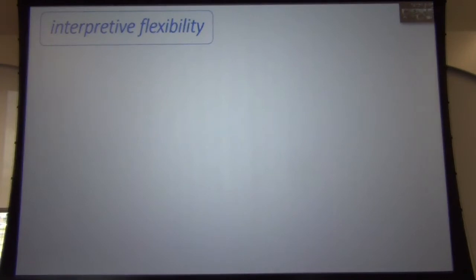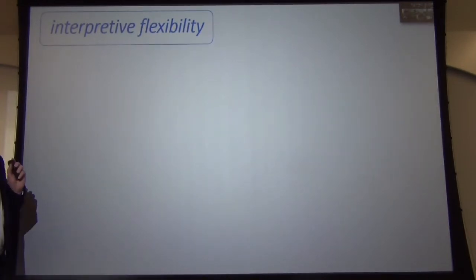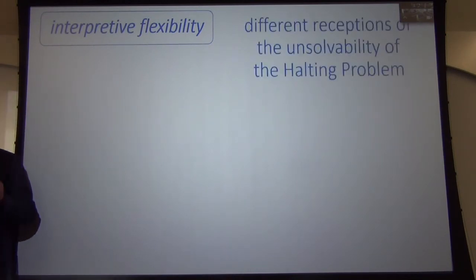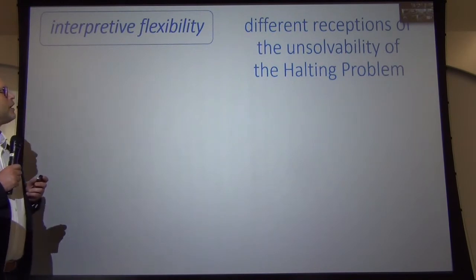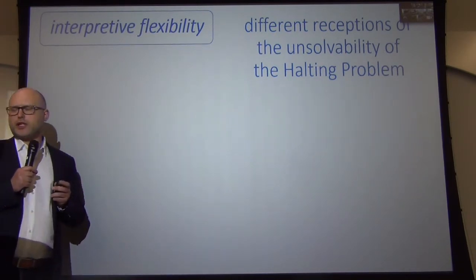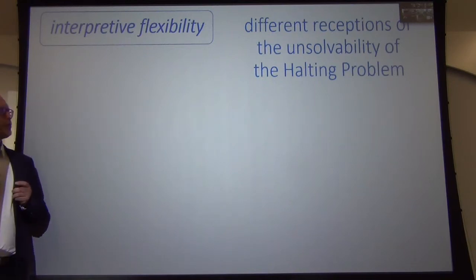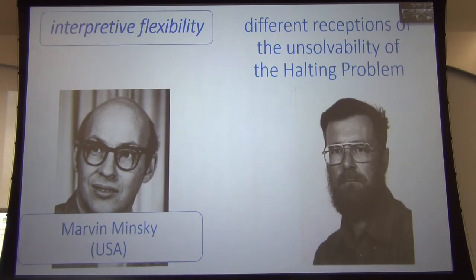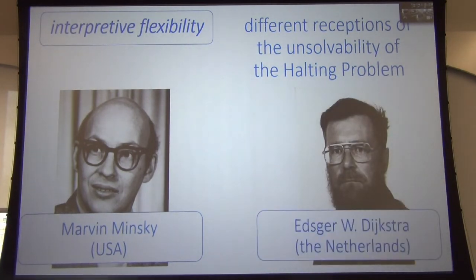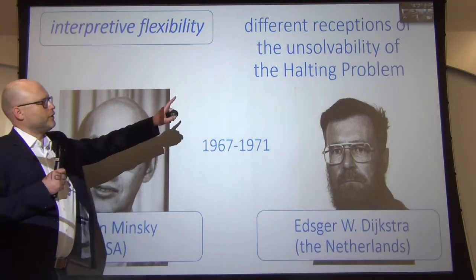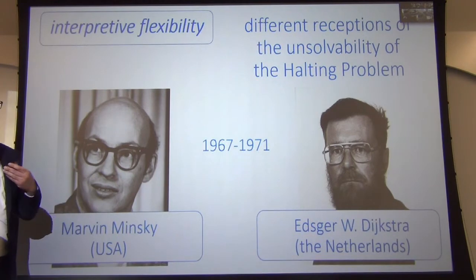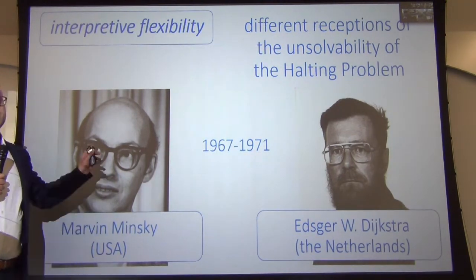Okay, so the third component to convey to you that the Turing machine is a boundary object is interpretive flexibility. Well, indeed, if we look at these historical writings, there are different receptions of the unsolvability of the halting problem of Turing machines. We can look at Martin Minsky in the US and his contemporary Edgar Dijkstra in the Netherlands around 1970. They were both writing about the unsolvability of the halting problem and trying to understand what does this actually mean for us in the context of computer programming, because these were not magicians.